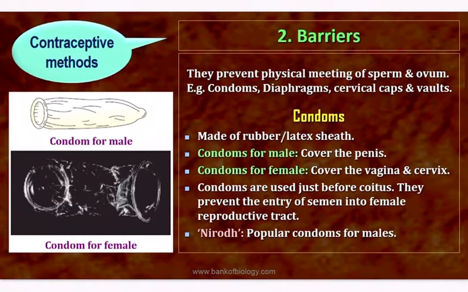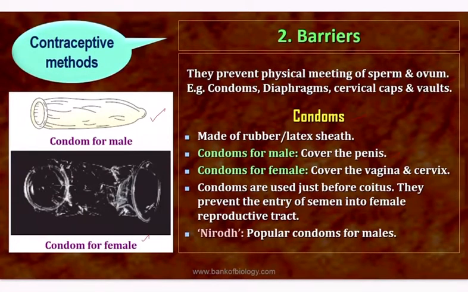Barrier, as the name suggests, is something that obstructs, that prevents. So the barriers prevent physical meeting of sperm and ovum. Examples: condoms, diaphragms, cervical caps and vaults. These are the various things that can prevent physical meeting of the sperm with the ovum.